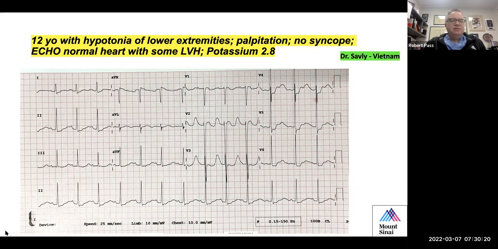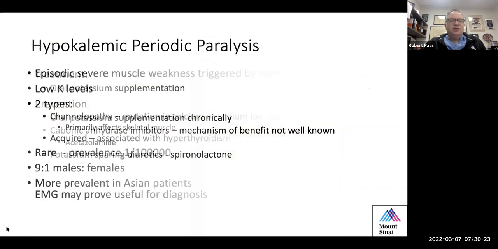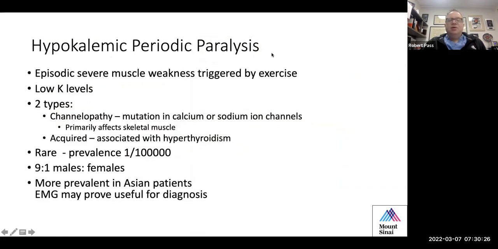And when I saw this, what I really thought about is this diagnosis of hypokalemic periodic paralysis, which I've seen one other case of, characterized by episodic severe muscle weakness triggered by exercise and associated with low potassium levels. And there are apparently 2 types. One is a channelopathy type, characterized by a mutation in calcium or sodium ion channels, and it primarily affects skeletal muscle. And then there is an acquired type, which apparently can be seen in patients with hyperthyroidism.